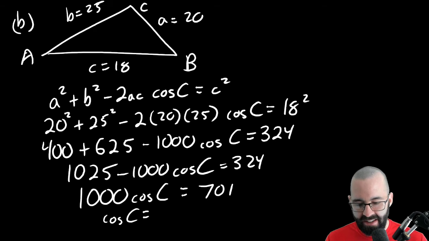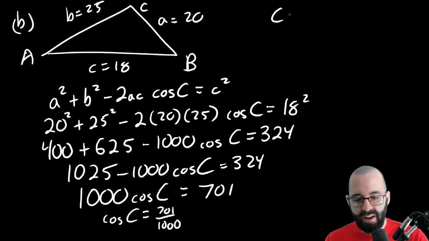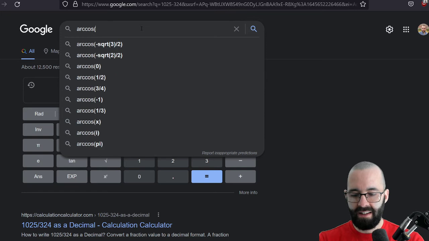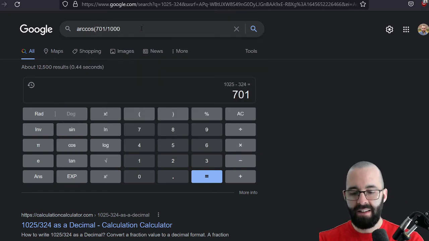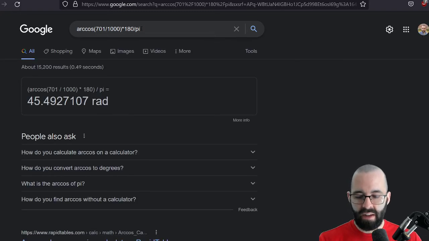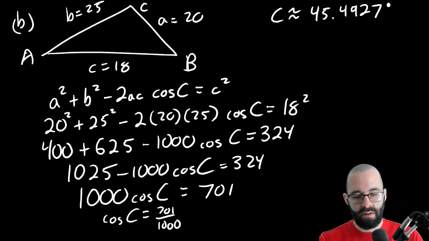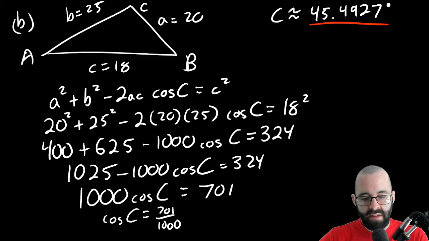You'll get cosine of C equals 701 over 1,000. C is going to be the arc cosine of 701 over 1,000, and convert this to degrees: 45.4927. There we go. C is about 45.5 degrees.